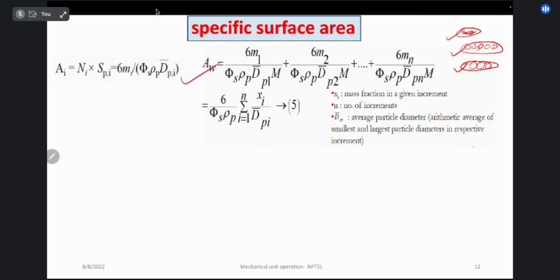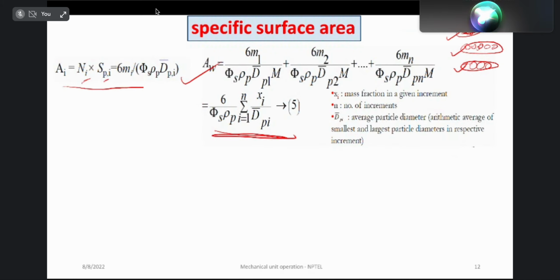Now I am just listing out some formulas which are discussed in this session. For a uniform mixture, we follow A equal to total surface area equal to number of particles into single particle surface area. But if we talk about various increments and various non-uniform sizes, then you need to consider it as i, and just add one by one for all the different sections. Then you will get the equation like this: 6 by phi s rho p summation i equal to 1 to n xi by d bar p.